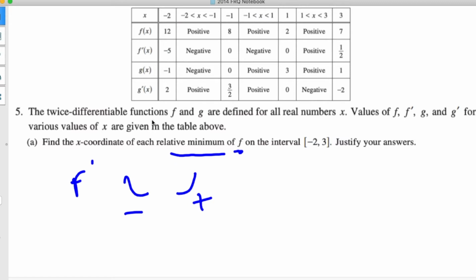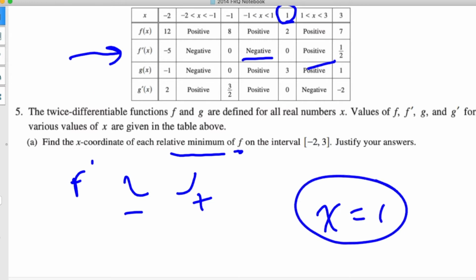slope. So we're going to look at this row in the table. So we're going from a negative to a positive. That happens right here when the x value is 1. That's the only time it's changing from a negative to a positive. So at x equals 1, justifying your answer, you want to say something like that: the derivative changes from negative to positive. So that's going to be your only point, your only x value.